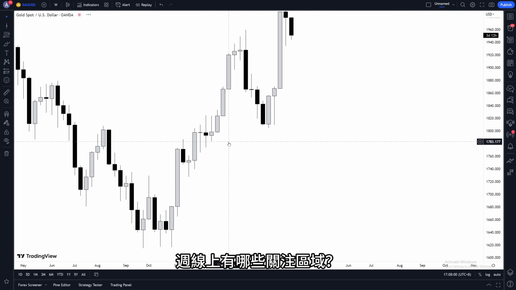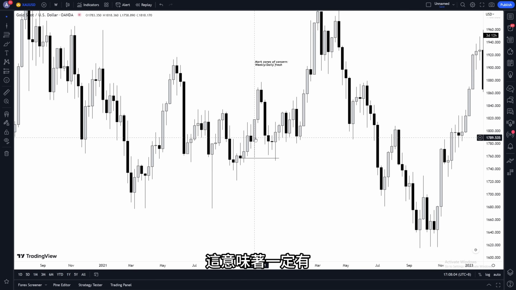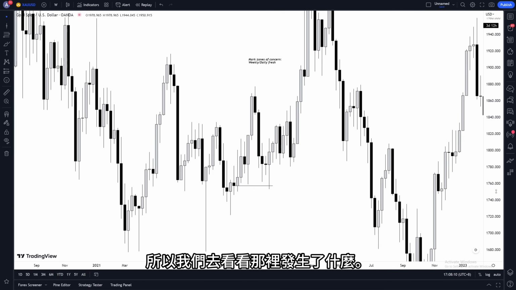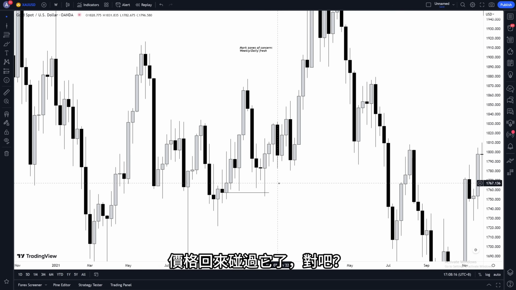So let's go and see what are our zones of concern on the weekly. Maybe there's more clarity, because on the monthly it's just a huge wick. So that means there must have been a lot of price action that happened on the weekly and the daily. Okay, so let's go and see what is happening in there. So one thing we know, we don't have to bother about this open close. Why? Because this open close was created, price came in, wicked, touched it, right?